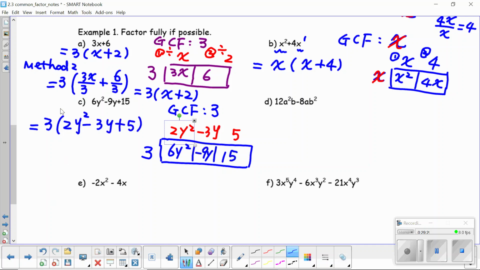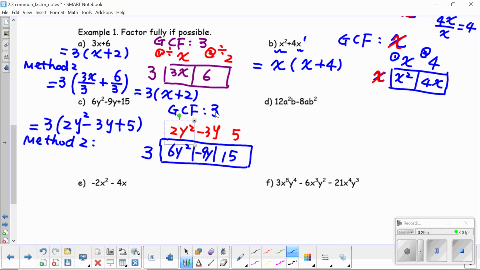Then you could expand and check 3 times 6y squared times negative 9y times 15. So it works. So you could use this box, or you could use the second method. So method 2, you don't need to know both of them. You pick one that you like, okay?